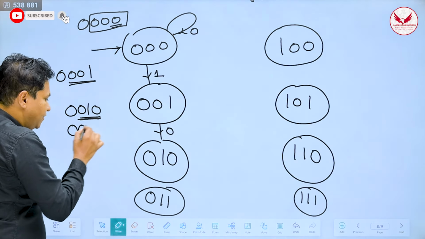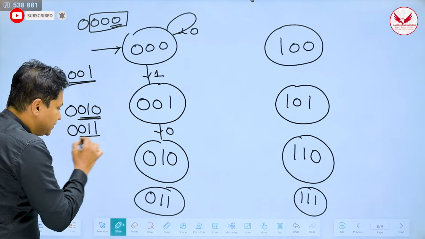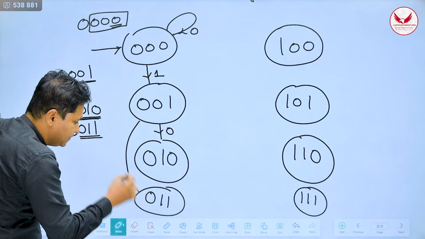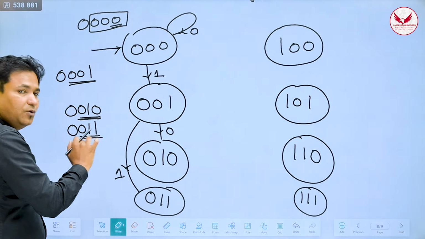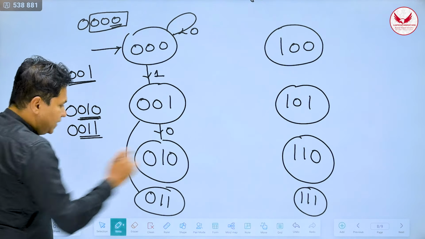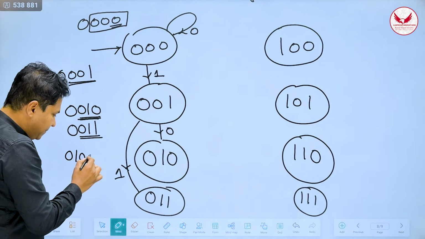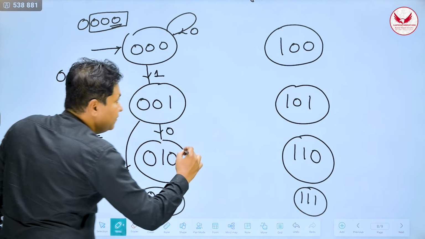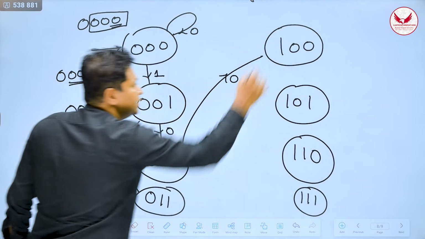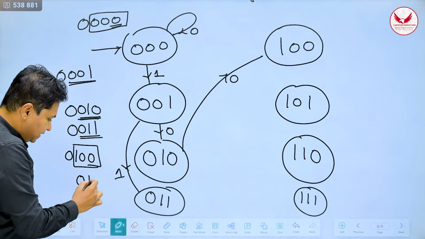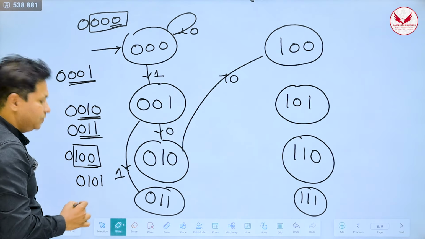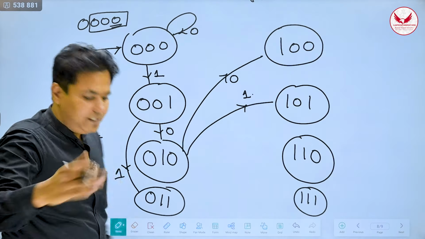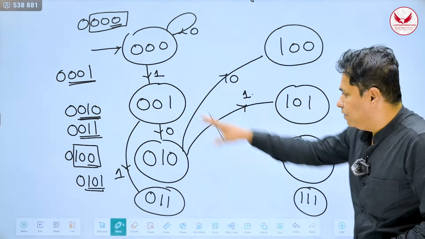Same as in this state, you have to process 1, and by processing 1 I reach the state 0 1 1. So I will reach this state by processing 1. You are considering only 3 bits, fine. Next one, 0 1 0. If I process 0, so 3 bits from the right side, in which state will it move? It will move into the state 1 0 0. Same as 0 1 0, if I process 1, it will move into the state 1 0 1. So in this way you are going to complete all the states.